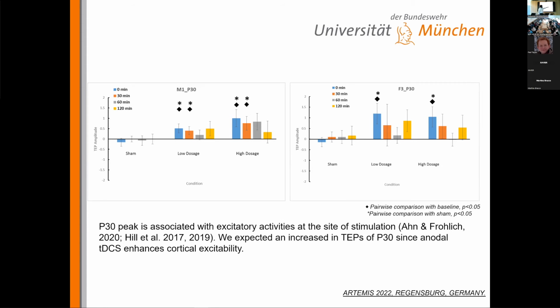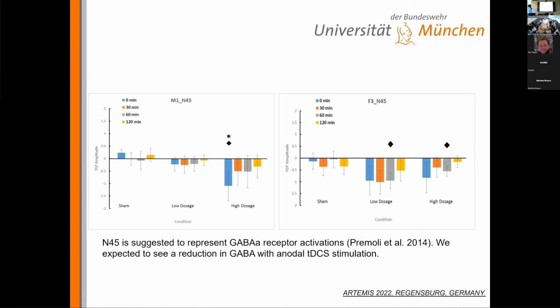In the prefrontal cortex, which is F3, where our electrode was, another electrode was put, we see quite similar results, but only significant differences within the first few minutes after tDCS for both the low and the high dosage. Of course, this early peak, the P30, has been shown to be very much related to cortical excitability in the region of stimulation. And so that is how we interpret it, as we are actually stimulating the area that we are stimulating.